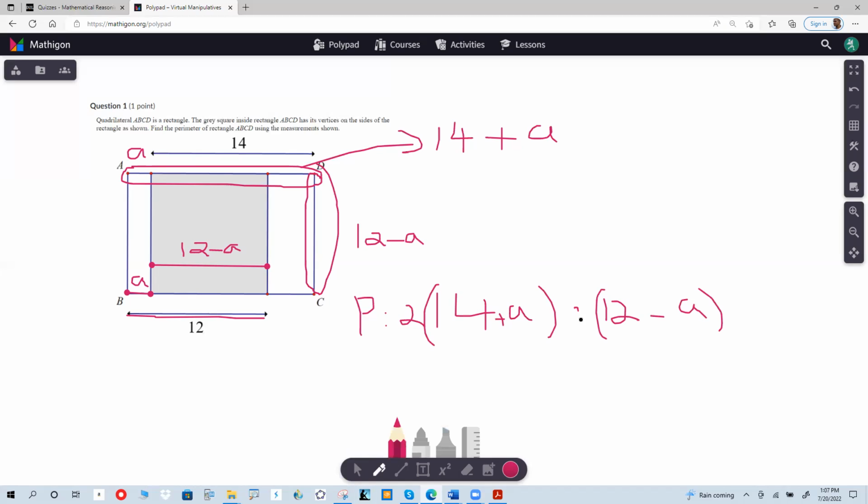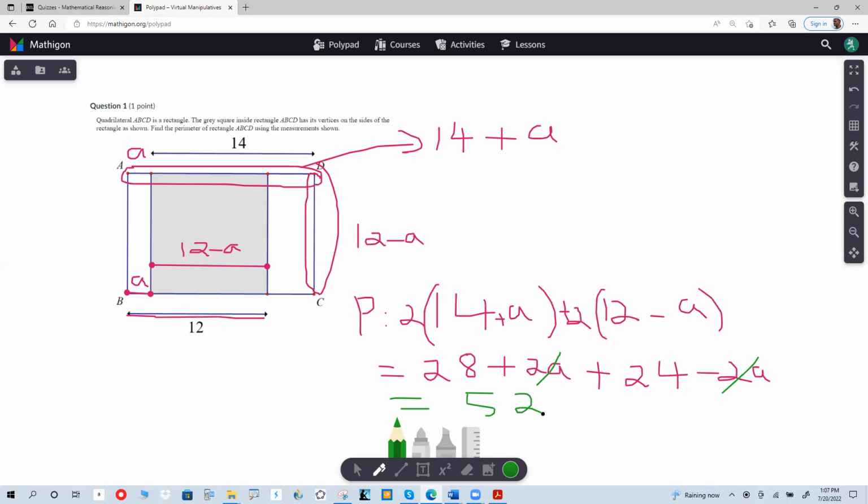Now, all I have to do is A will cancel. 2 times 14 plus A is going to be 28 plus 2A. And 2 times 12 minus A is going to be 24 minus 2A. And good news is this guy and this guy will go away. The answer will be 28 plus 24, which is 52. There are no units, you can leave it alone. You can always say units.